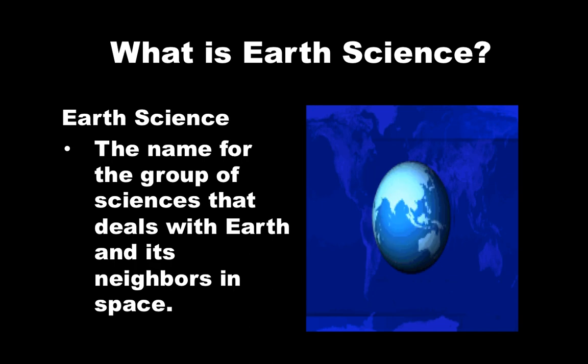its neighbors in space. When we talk about its neighbors in space, in this class we're going to be mostly focusing on the Earth, Moon, and Sun relationship. Earth science can be a very interesting science. It has a lot of practical applications. Some Earth scientists use their knowledge of the Earth to locate and develop energy and mineral resources, while others study the impacts of human activities on our environment and try to design different methods to protect our planet.